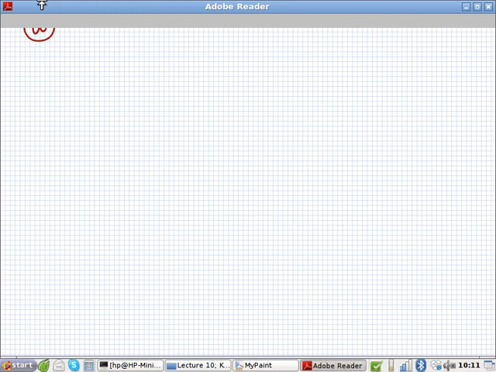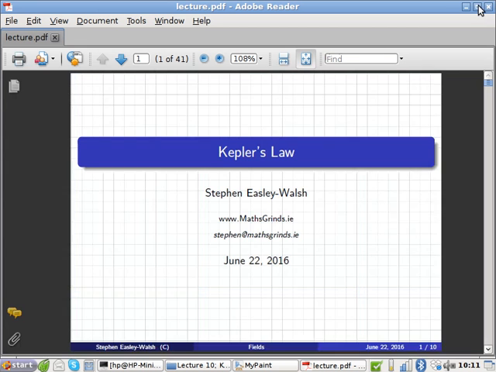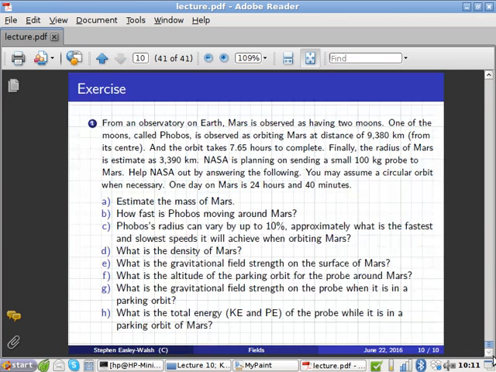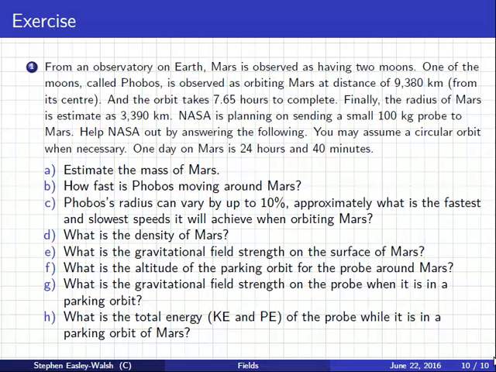So let's have a look here. Right, what do I ask you to do in the first part? What's the first part? Estimate the mass of Mars. It is very long. Yeah, I give you lots of information in it. So, we'll do this together. Tell me what you think we can do to get the mass of Mars.